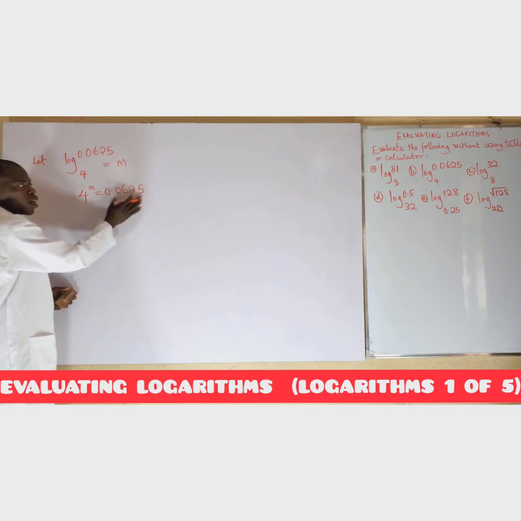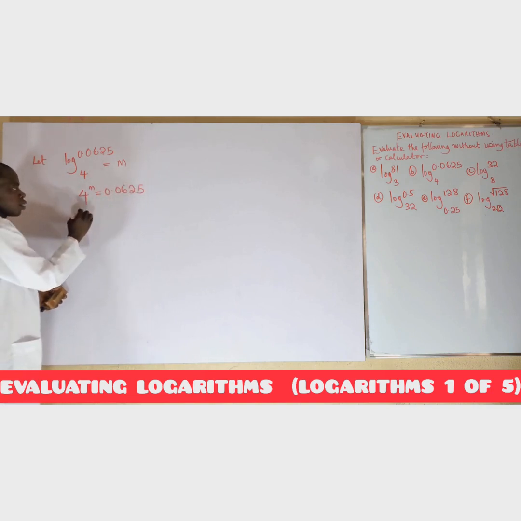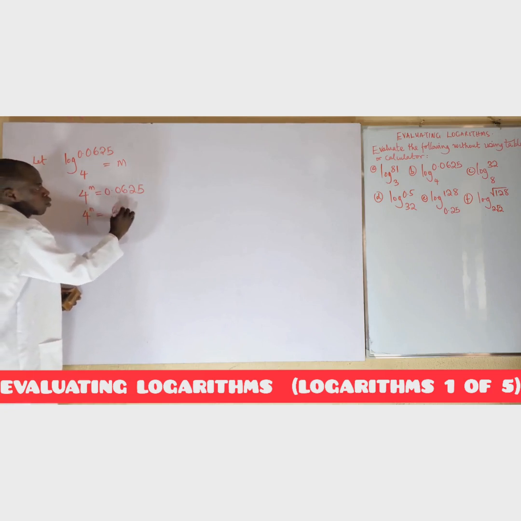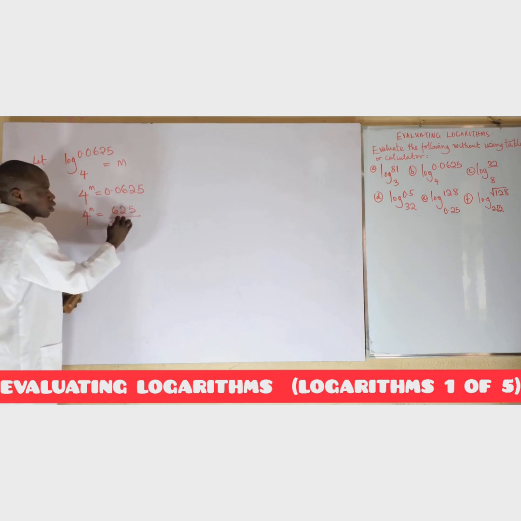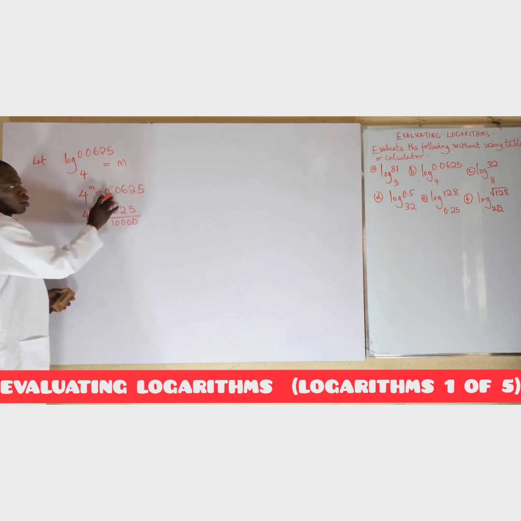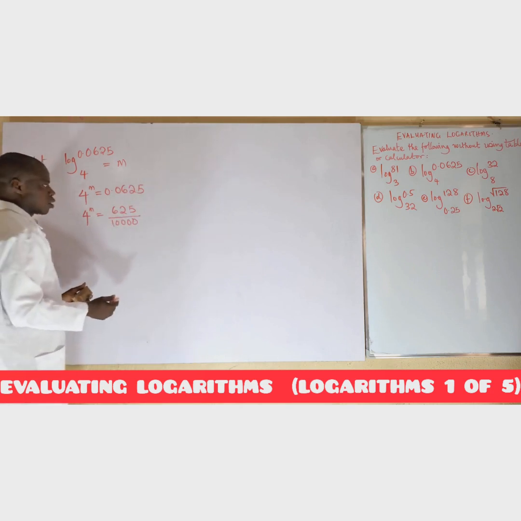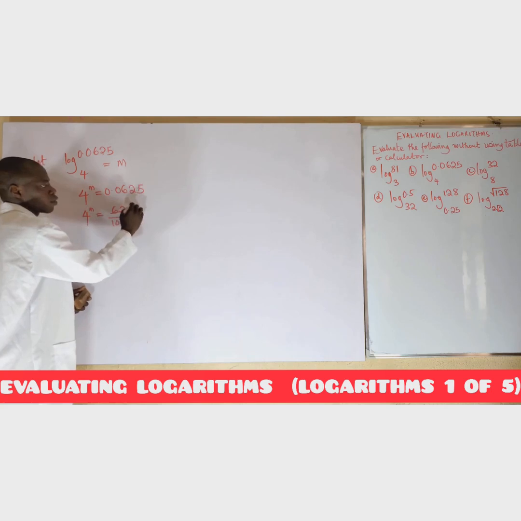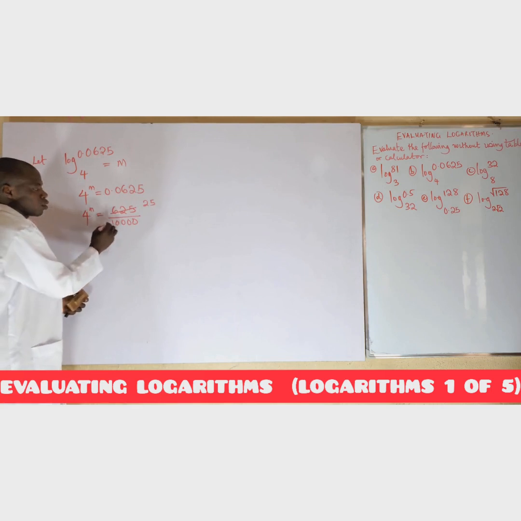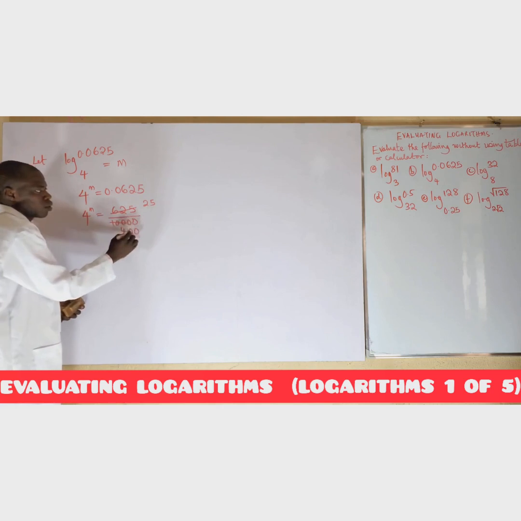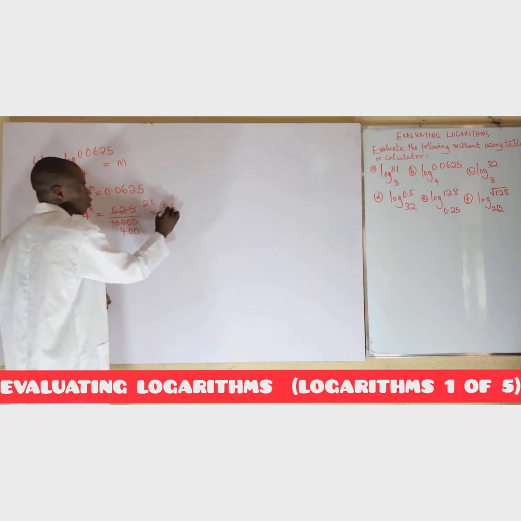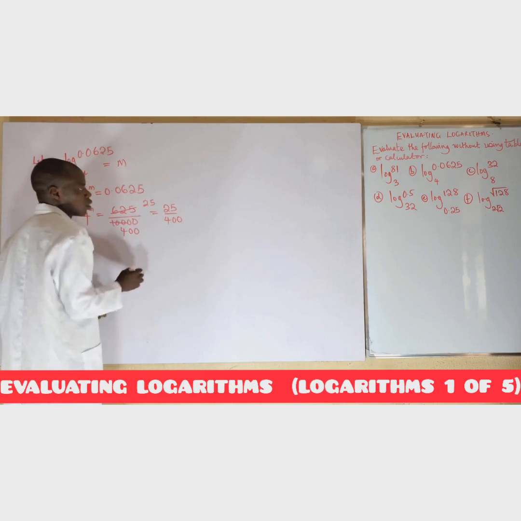Now we are going to convert what we have in decimal to a fraction. And in that case, I'm going to have 4 raised to power m equal to 625 divided by 10,000. As you can see, this is 1, 2, 3, 4 zeros. That's 10,000. So how do you go about this? 25 goes in 625, that's 25. 25 times 25 will give us 625. 25 goes in 100, that's 4. Then 0 in 0 is 0. So we have here 25 over 400.